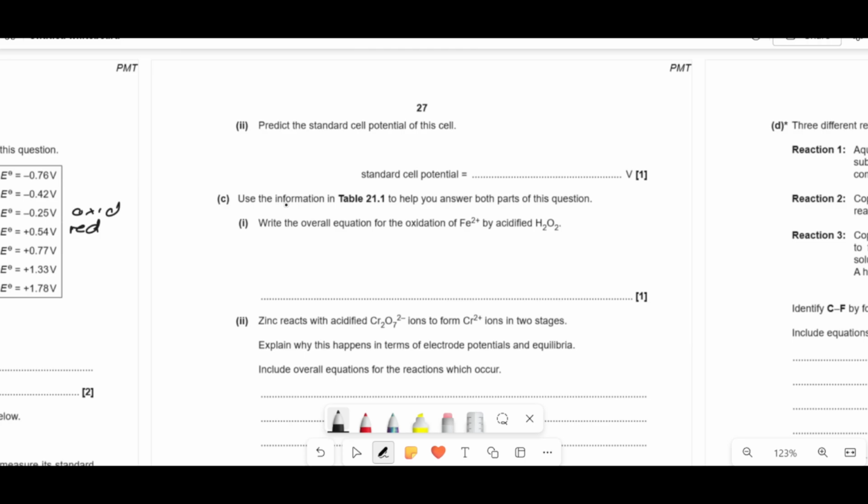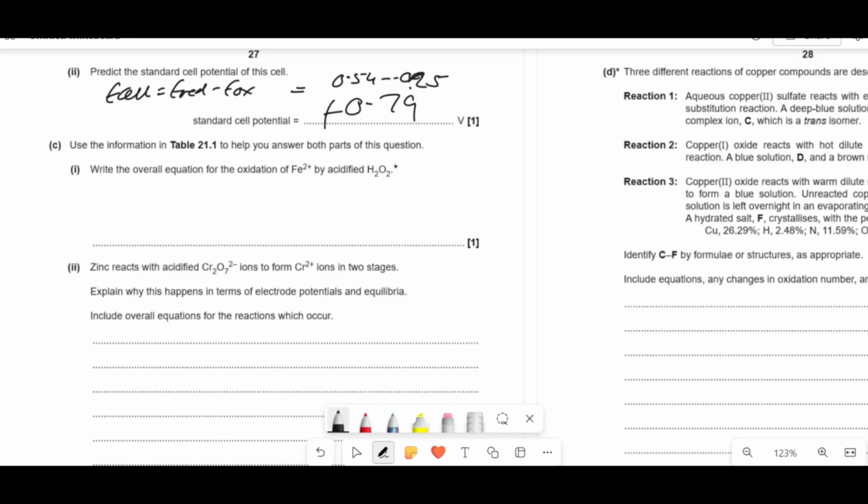So just be careful to not slip up on that. The E cell is whatever is E reduced minus the E ox. So that's going to be 0.54 minus 0.25, which means you're going to get +0.79 volts. Then it says use the information to help you arrive at both parts of this question.